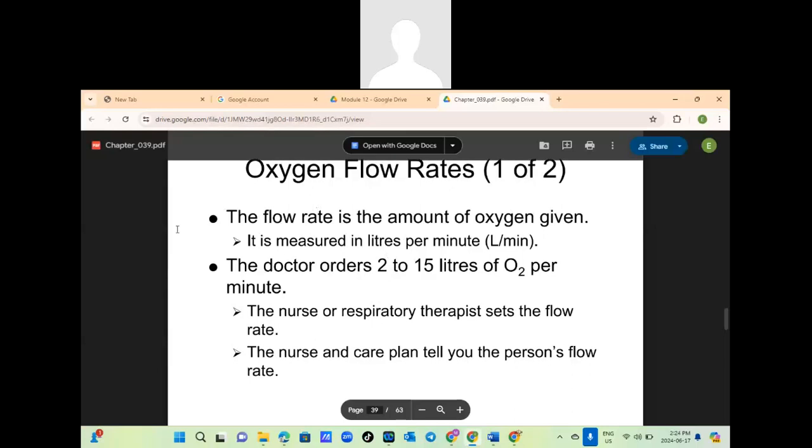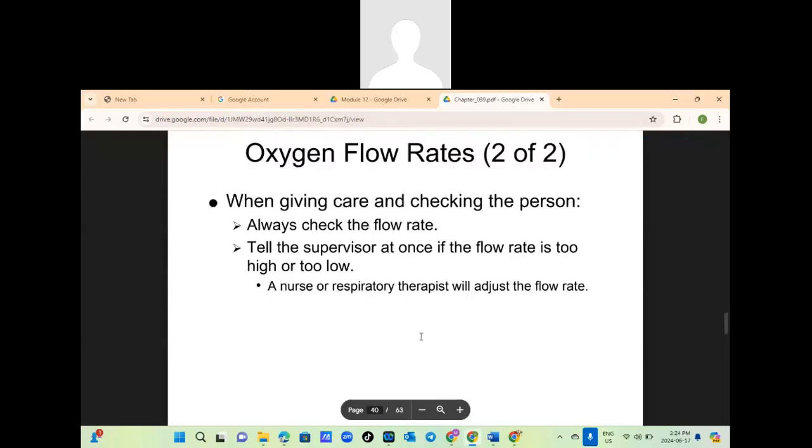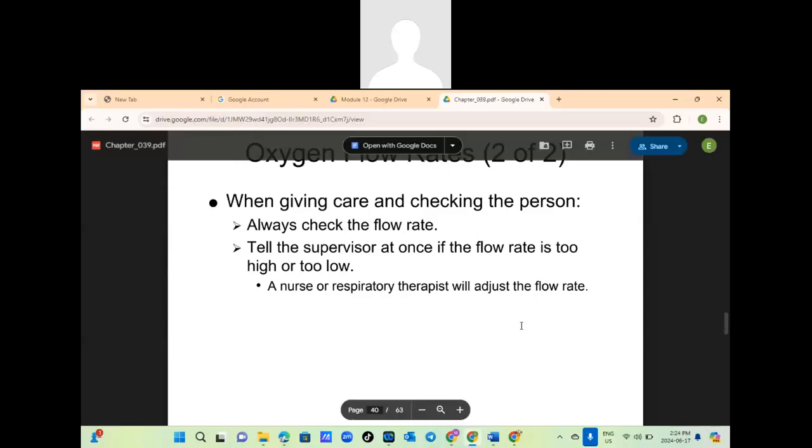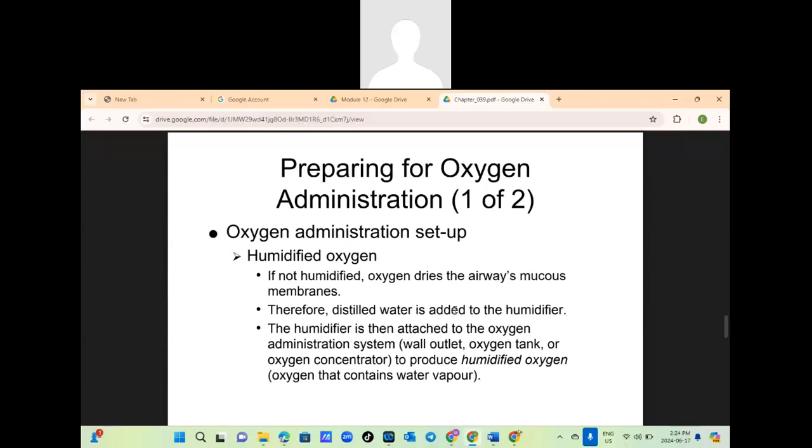So that's why, from the previous slides, you're going to report to your supervisor immediately if the flow rate is too low or too high. Everything is in the care plan. Next, when giving care and checking the person, always check the flow rate. Tell the supervisor at once if the flow rate is too high or too low. A nurse or respiratory therapist will adjust the flow rate.